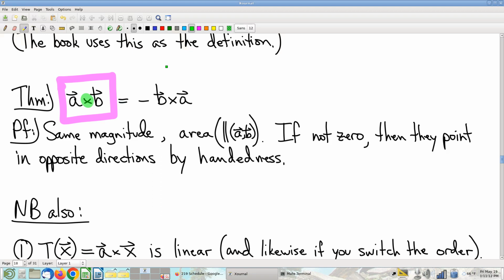And it's sad, but it's unavoidably the case. You get a minus sign here now. So be really careful when you're doing algebra with cross products. Don't just whip commutativity around like it's free. It's not. Right? Got to be careful with this.